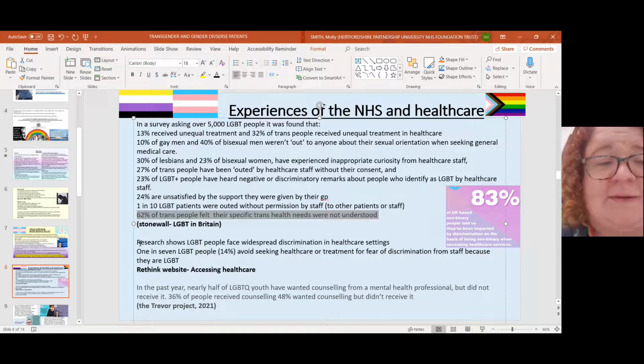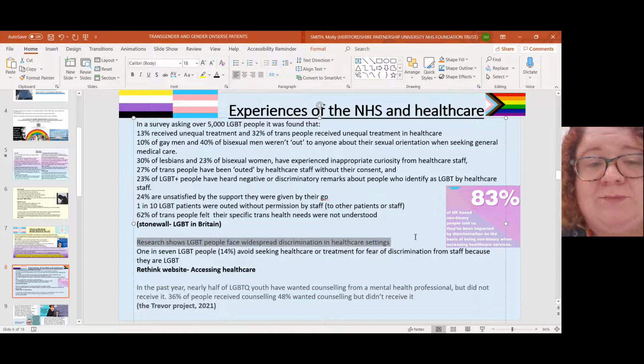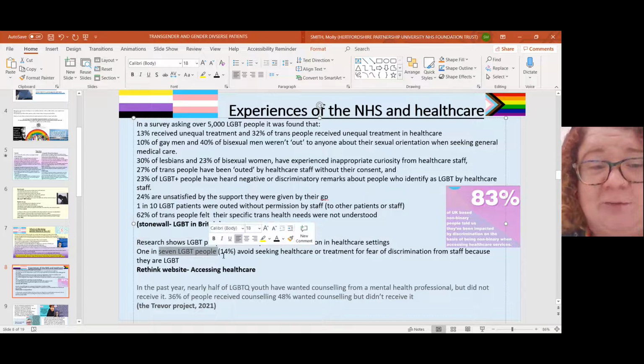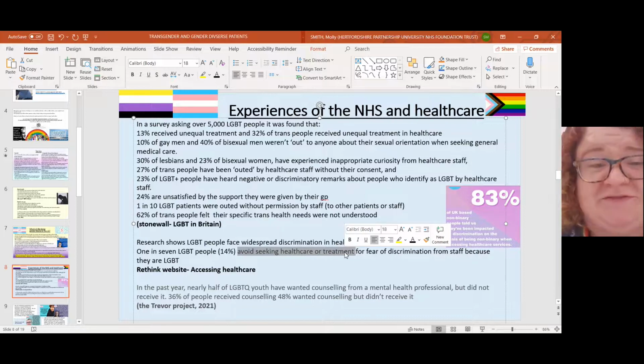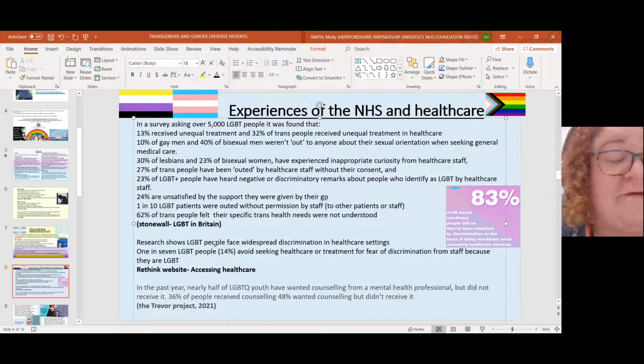Research also shows, this came from Rethink, the website, LGBT people face widespread discrimination in healthcare settings. 1 in 7 people, which is 14% of LGBT people, avoid seeking healthcare or avoid seeking treatment because of the fears of discrimination from staff, because of their sexual or gender identity, because they're LGBT, they fear seeking healthcare treatment. Now, that is horrible to me, that somebody would fear getting care because they're scared of discrimination from the staff.